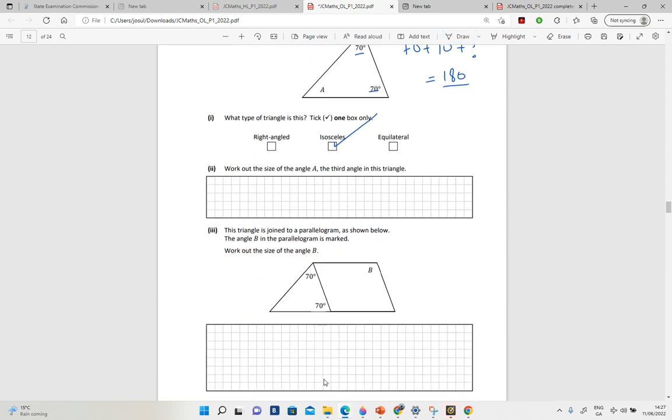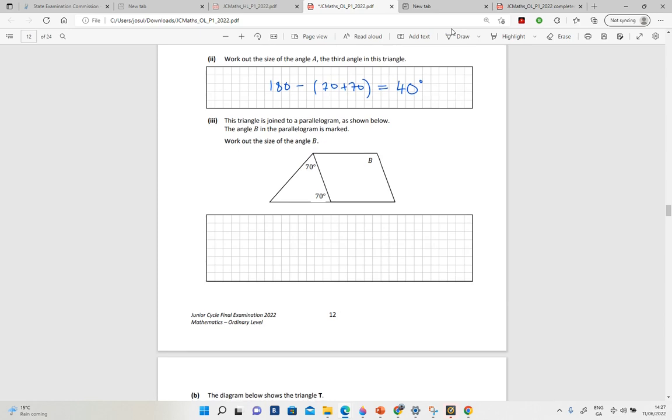Now work out the size of angle A, which is there. You end up subtracting the sum of the other two angles which you have, which is two 70s. So 70 plus 70 is 140. Take that away from 180. So your answer is 40 degrees. Okay, so that's what angle A is.